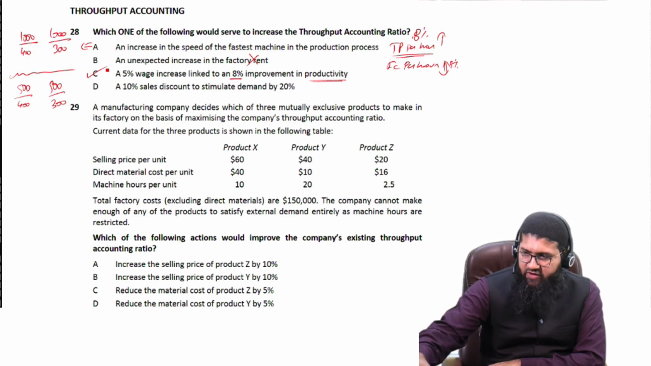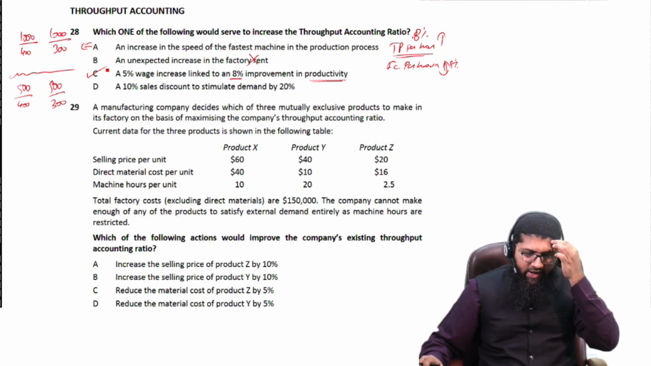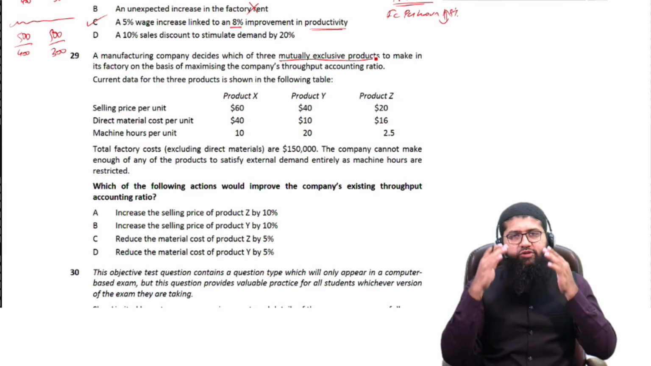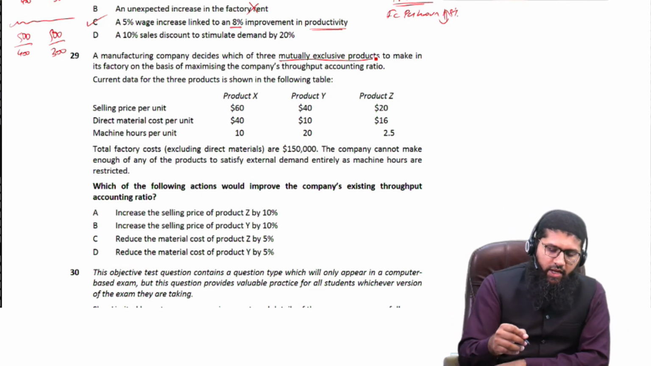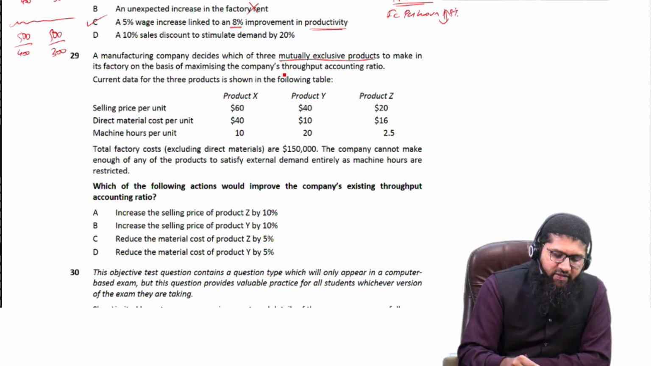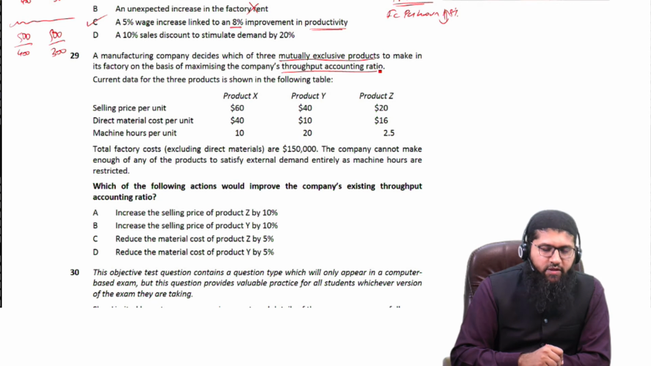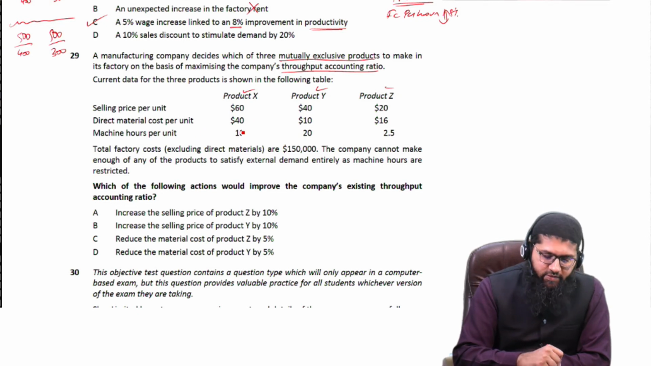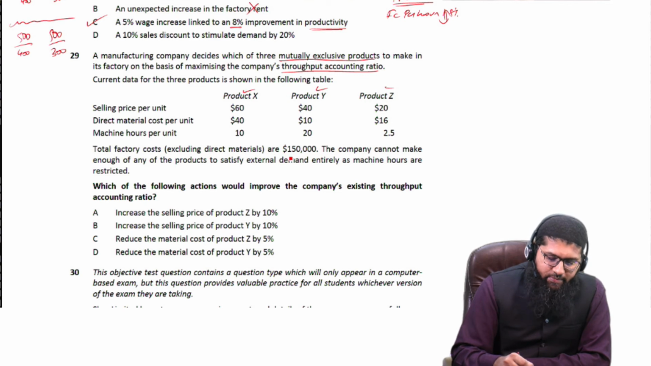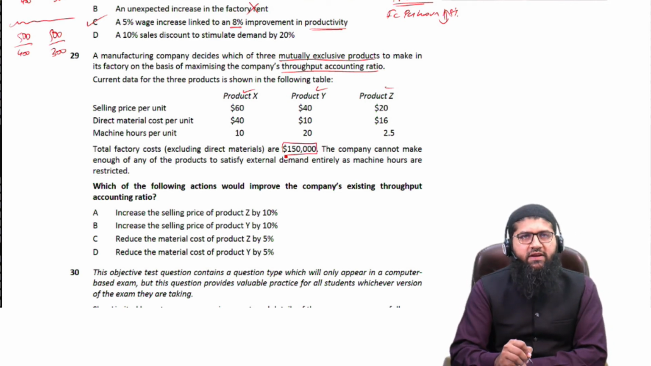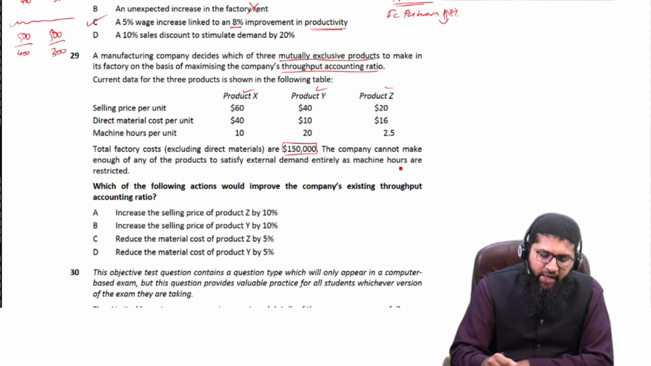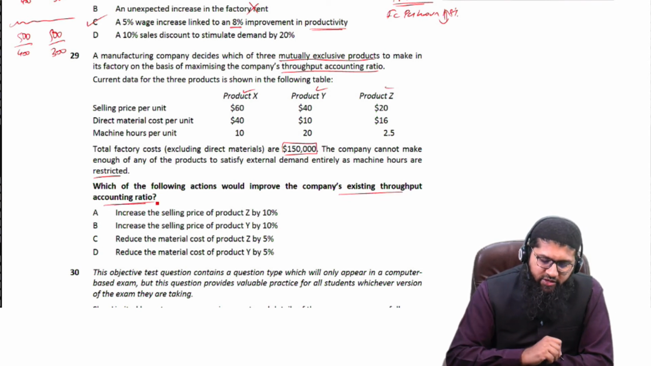Now what next is there? The next situation says a manufacturing company decides which of three mutually exclusive products to make in its factory on the basis of maximizing the throughput accounting ratio. When we say mutually exclusive, that means they cannot be produced simultaneously. Current data for the three products is shown in the following table: X, Y, and Z. Selling price is given, direct material is given, machine hours per unit is given. Total factory costs excluding the direct materials are 150,000. The company cannot make enough of any of the products to satisfy external demand entirely as machine hours are restricted. Which of the following actions would improve the company's existing throughput accounting ratio?